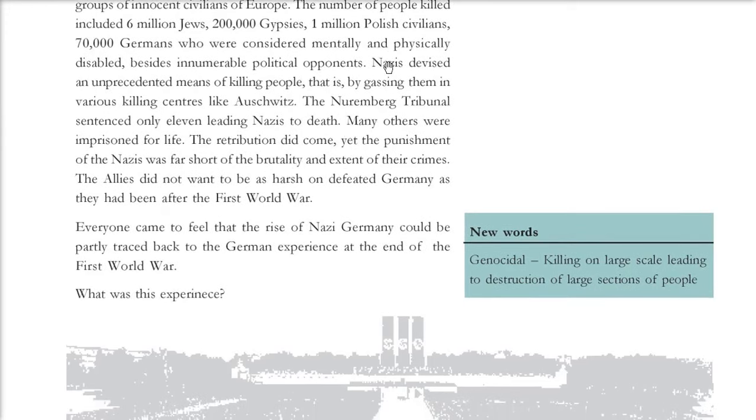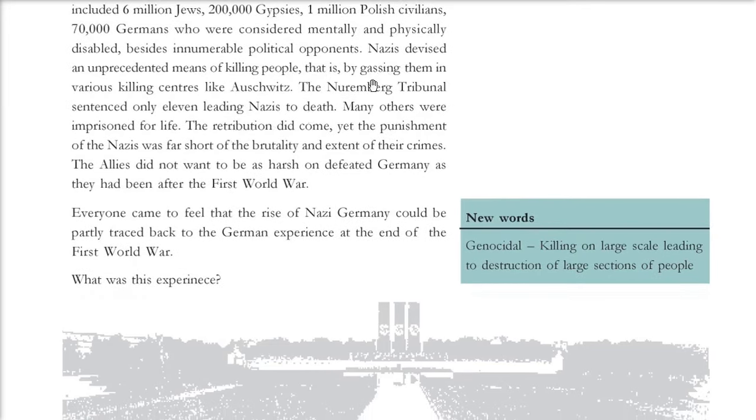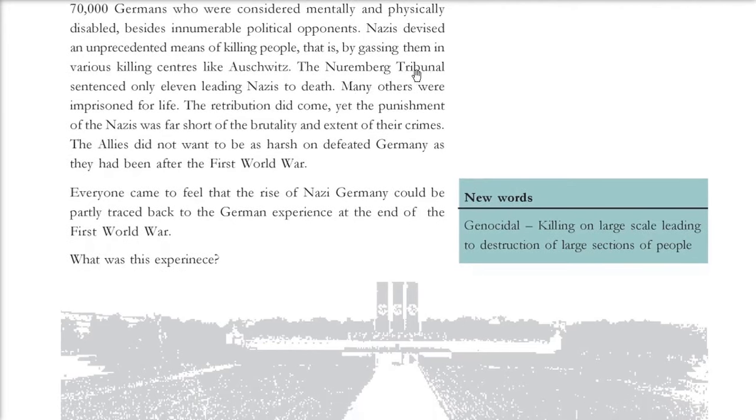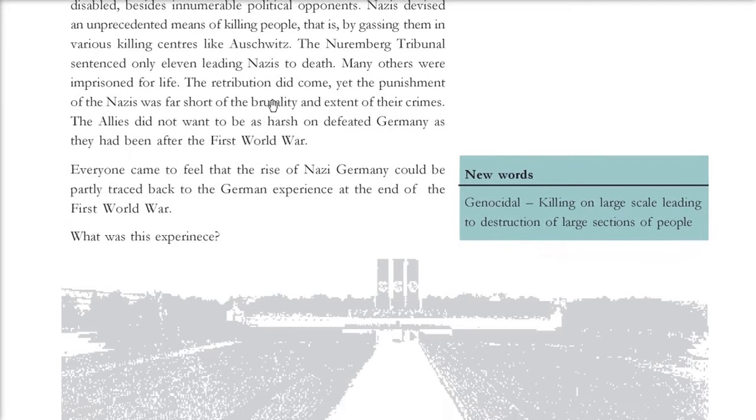So this was the Nazis' unprecedented killing, done by gassing people with poisonous gas in killing centers like the one found in Auschwitz. The Nuremberg Tribunal after the Second World War sentenced only 11 leading Nazis. Others were imprisoned, because the Allies did not want to repeat what was done after the First World War, when they were harsh on defeated Germany.